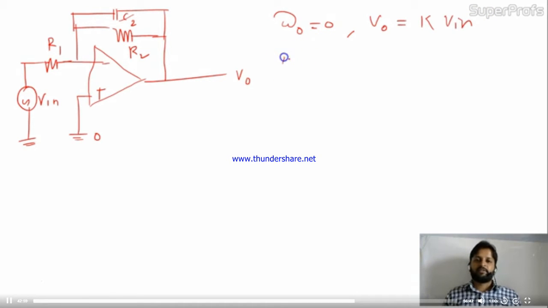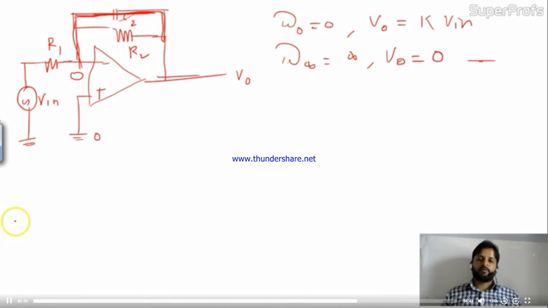Definitely we'll get it. Now let's take omega infinity. At omega infinity, the capacitor will be closed. Once the capacitor is closed, this entire 0 will come to voltage V naught. In this case, we are getting V naught equal to 0. So this is the low pass filter. Definitely the graph will be like this. Is it okay friends? This is LPF.